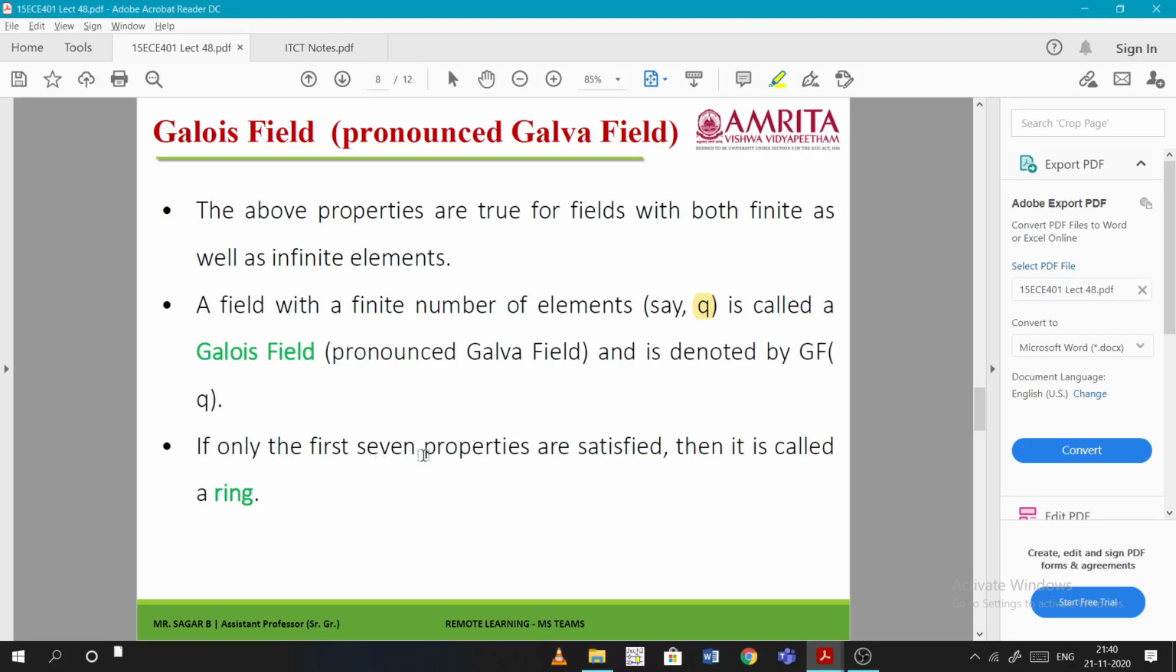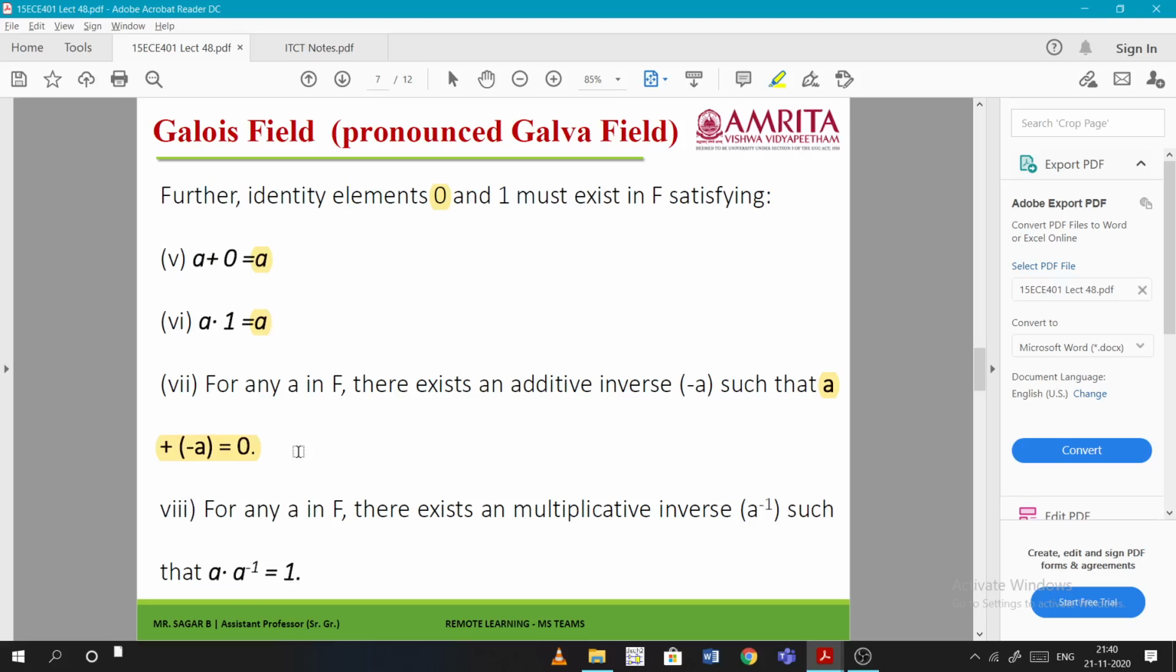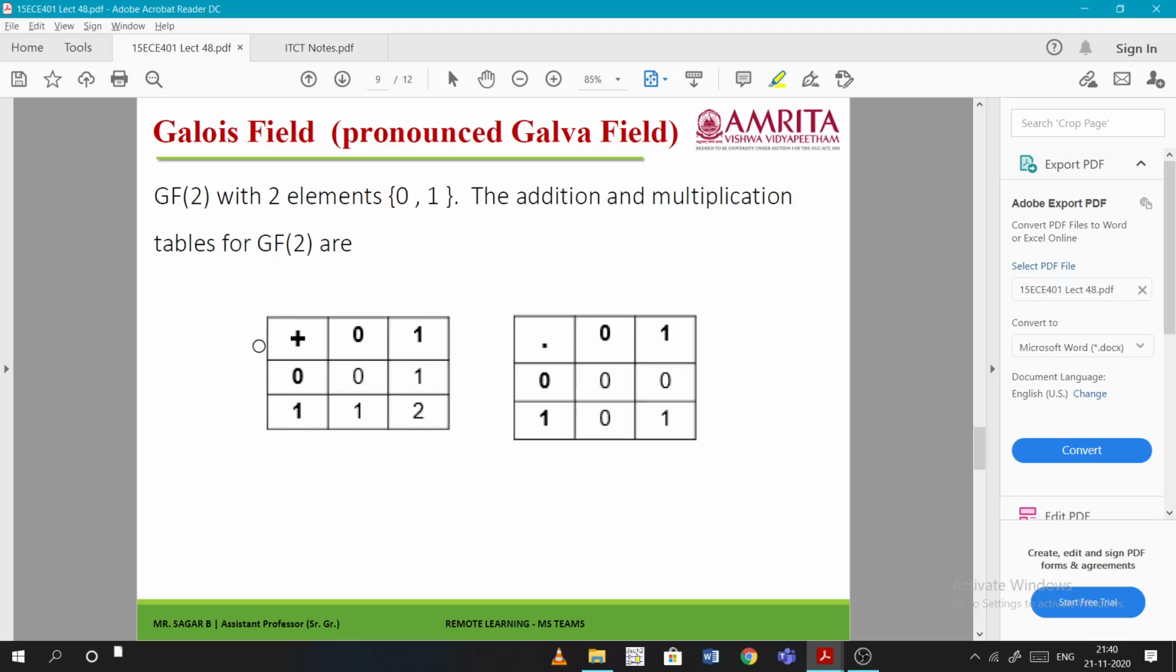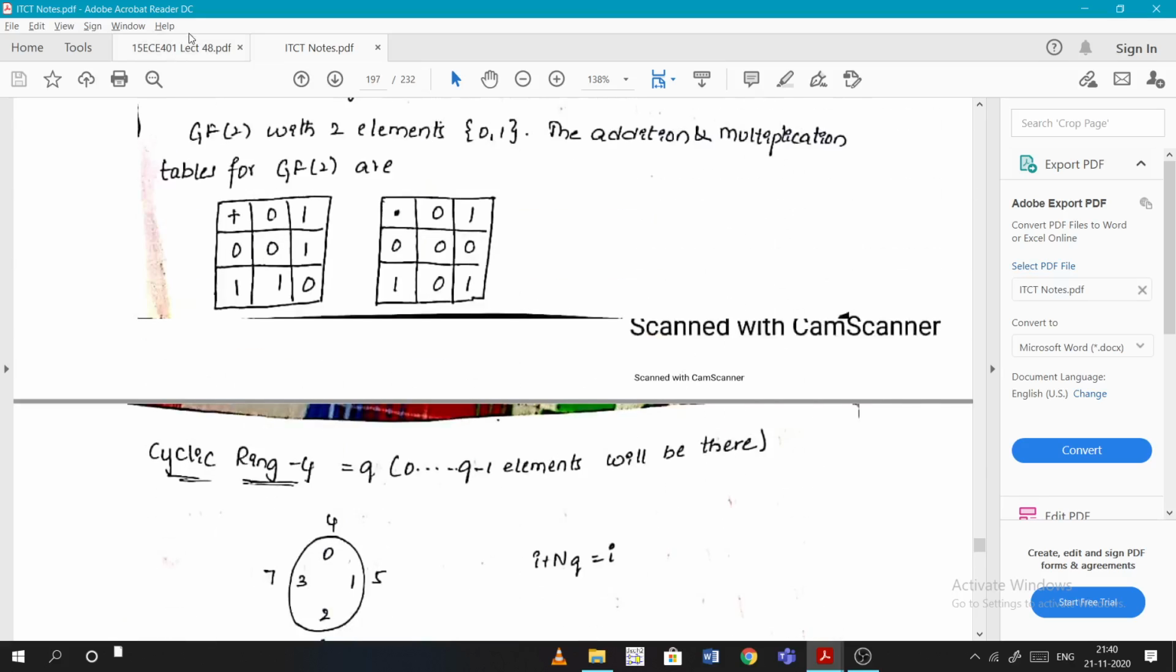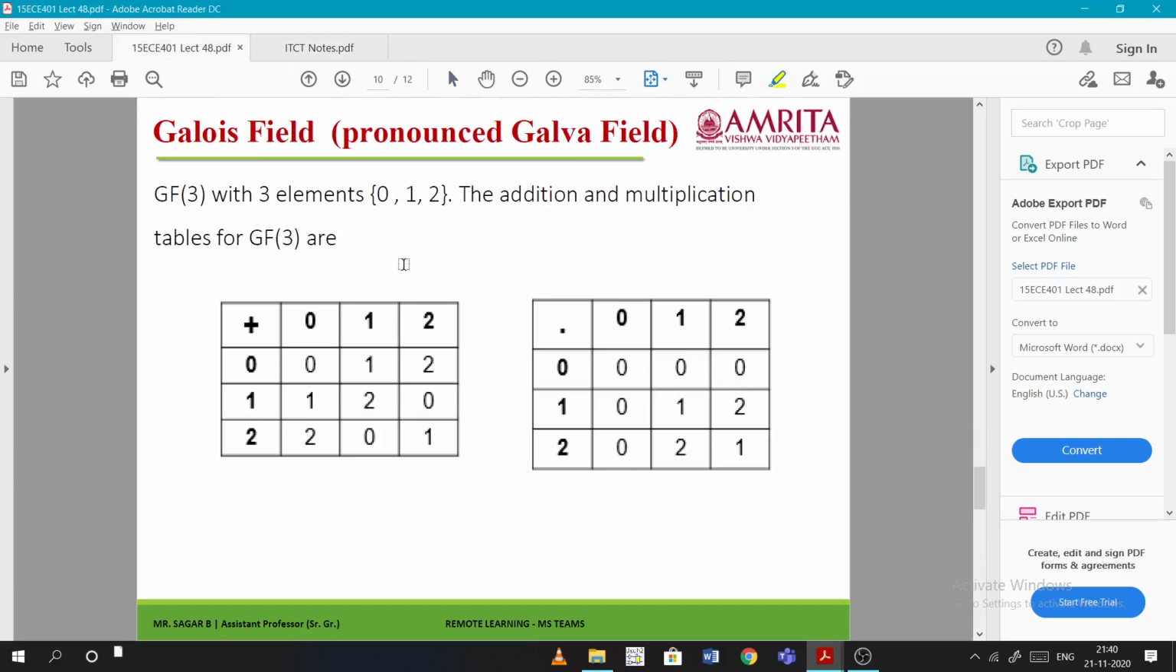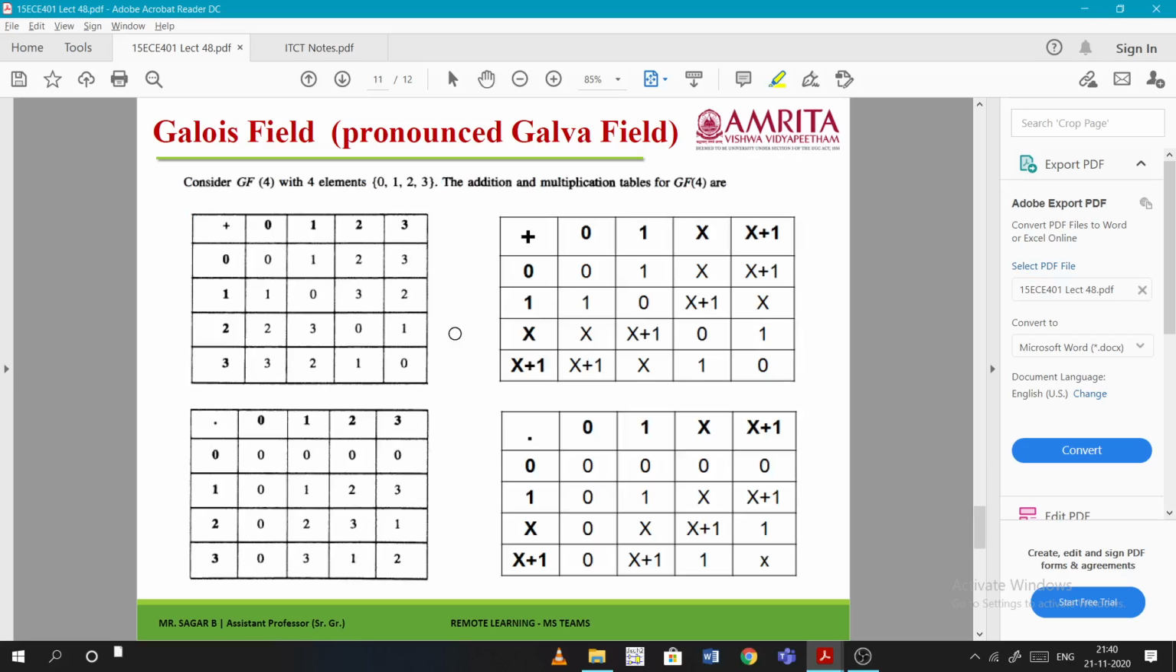If only the first 7 properties are satisfied, then we call it a ring. So we can see the tables for the Galois field of 2. Similarly, we can see the Galois field of 3 table. Basically how these values are obtained, we will be seeing later.